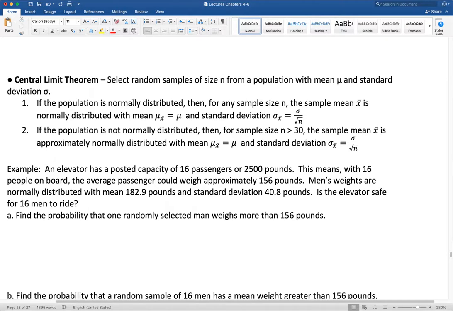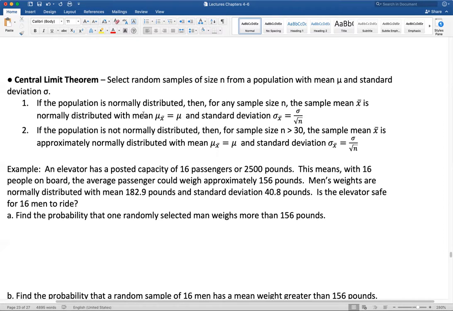So now, what's the central limit theorem? Look at this. Select random samples of size n from a population with a mean mu and standard deviation sigma. If the population is normally distributed, then for any sample size n, the sample mean x bar is normally distributed with the mean mu x bar equal to mu, and standard deviation sigma x bar equal to sigma over square root n. That's the first statement of the central limit theorem.